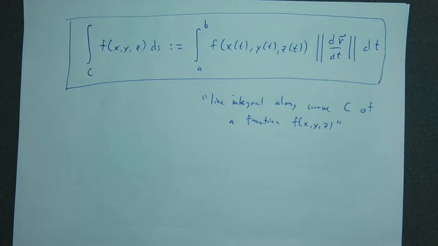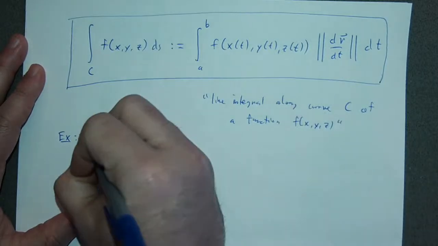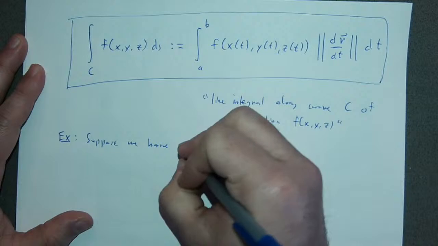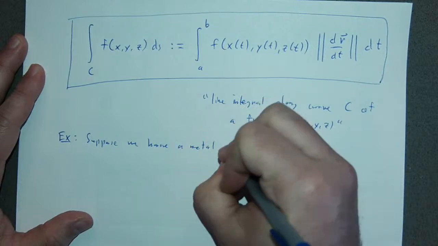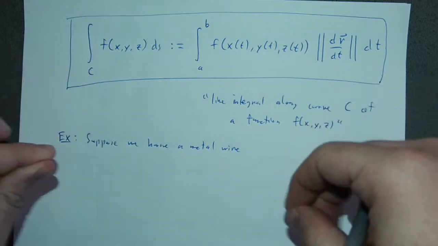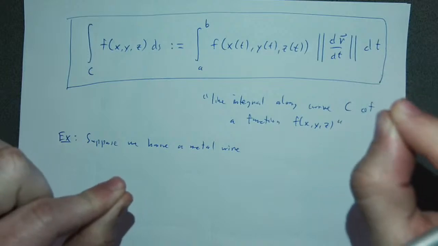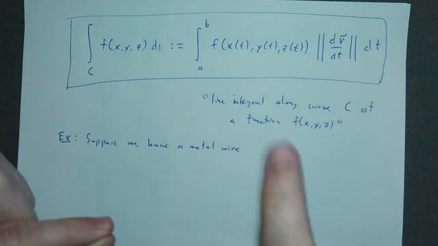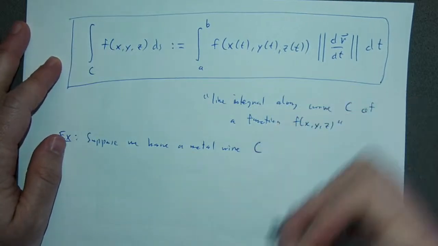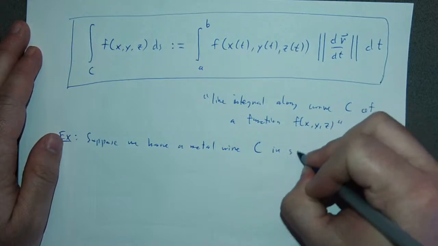Well, here's an application. Suppose we have a metal wire, a thin metal wire. And I take that metal wire and I shake it up and I stick its 2 ends somewhere in space, but it is tracing out some trajectory in space. So we have a metal wire that sits along the curve C in space.